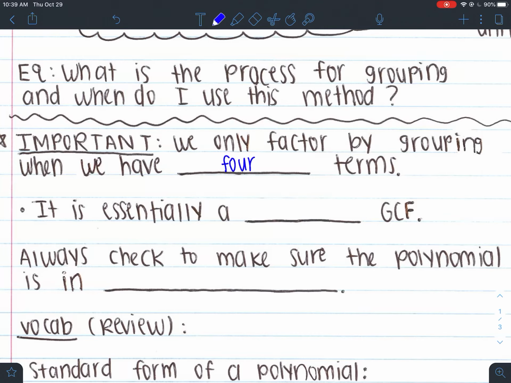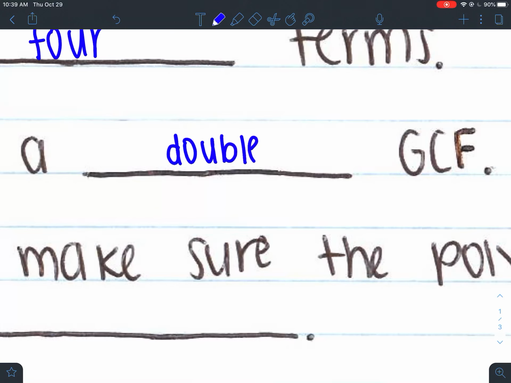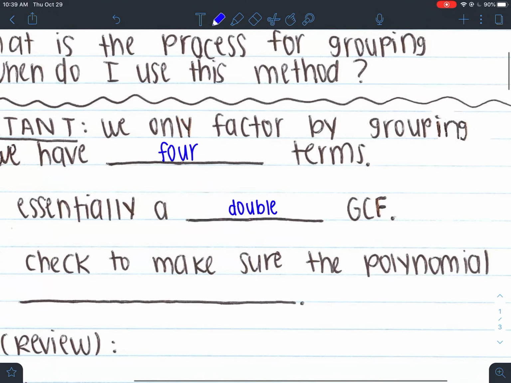All of this builds on each other in Unit 6, so you have to know your exponent laws so that you can factor by greatest common factor. Once you know how to find a greatest common factor, we can factor by grouping. Now, why is knowing the greatest common factor important? Well, essentially, when we're factoring by grouping, we're doing a double GCF, which means we're going to be finding the GCF twice. It's not as bad as you think, I promise.